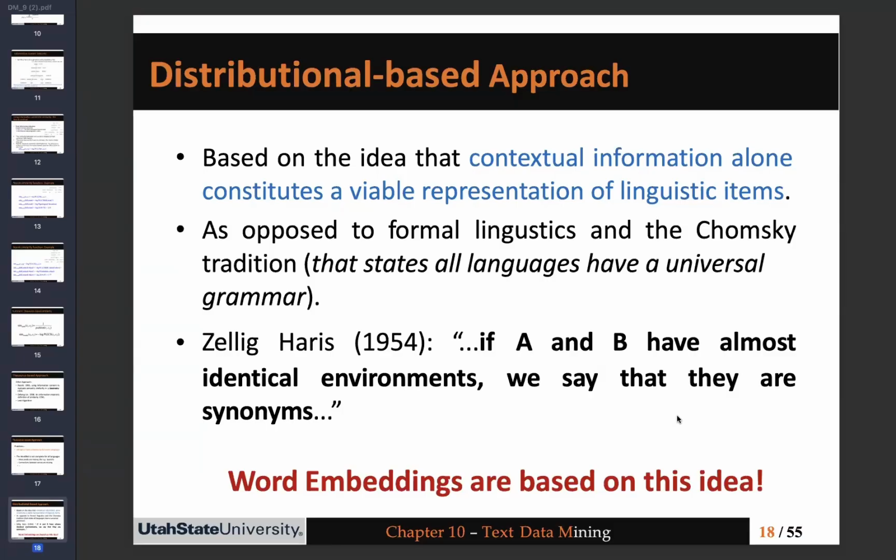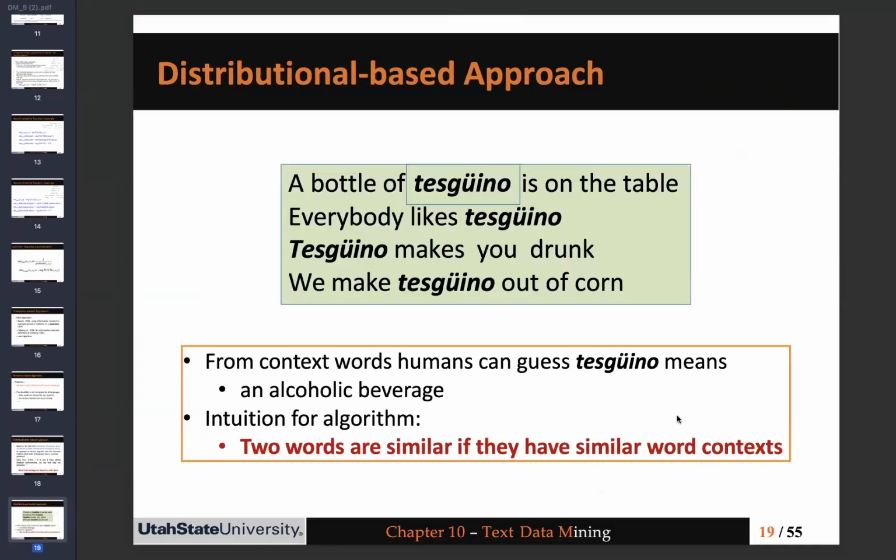They're based on the Harris hypothesis, or Zellig Harris 1954 hypothesis, which says that words that occur in similar contexts have similar meanings. And here the intuition is that you should know a word by the company it keeps, right? So if A and B, two separate words, have almost the same environments, then they are synonymous. And that's how we are able to find the word embedding based on this hypothesis. We're going to see this later.